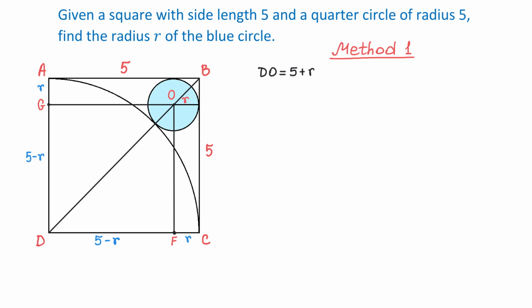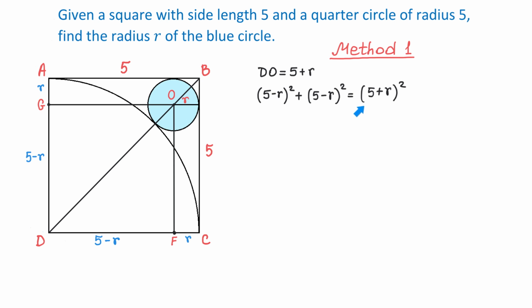Now let's take a look at the right triangle DGO. In this triangle, the left side is 5 minus r, the top side is also 5 minus r, and the hypotenuse is 5 plus r. Then we can use the Pythagorean Theorem to write that (5 minus r) squared plus (5 minus r) squared equals (5 plus r) squared. So let's write this equation to the right. (5 minus r) squared plus (5 minus r) squared equals (5 plus r) squared.